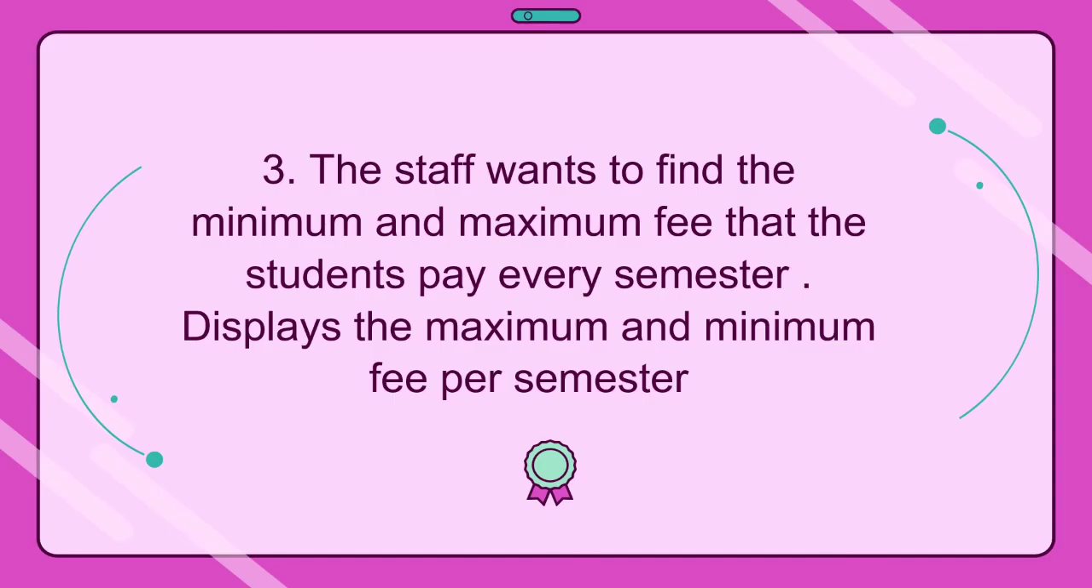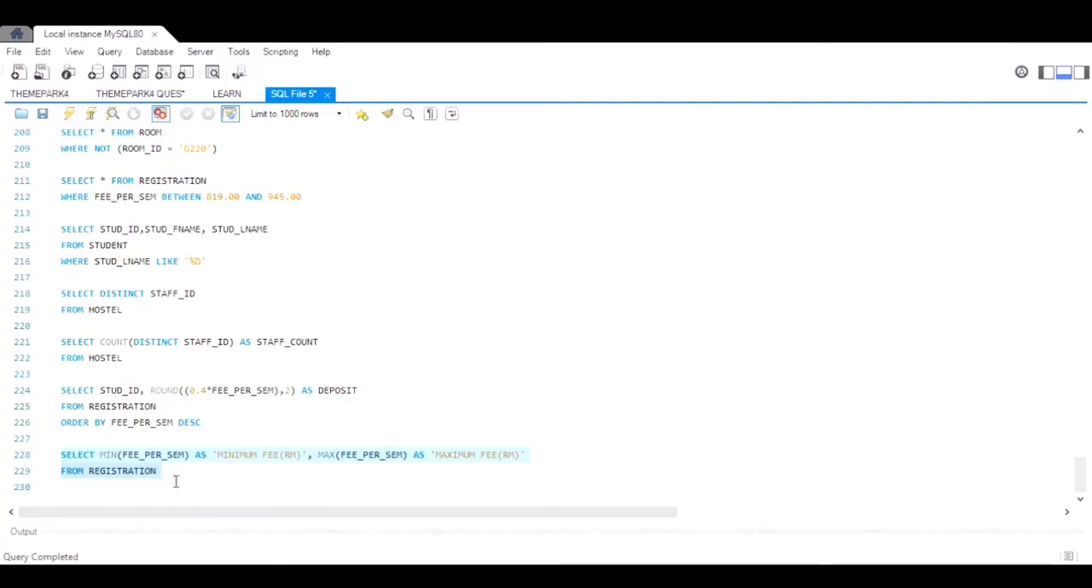Question 3. The staff want to find the minimum and maximum fee that the student pay every semester. Display the maximum and the minimum fee per sem. So the staff want the minimum and maximum fee that students pay, so we need to display it.